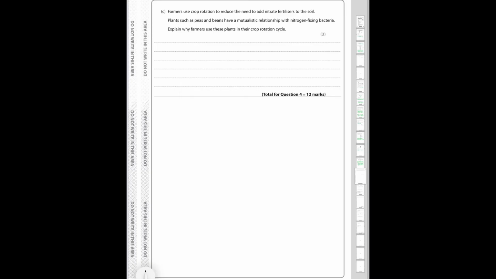Farmers use crop rotation to reduce the need to add nitrate fertilizers to the soil. Plants such as peas and beans have a mutualistic relationship with nitrogen-fixing bacteria. Explain why farmers use these plants in their crop rotation. So the peas and the beans increase the amount of nitrate in the soil because they have nitrogen-fixing bacteria which live in their root nodules. So the pea and bean plants will then naturally produce nitrogen compounds because they have nitrogen-fixing bacteria living in their root nodules.